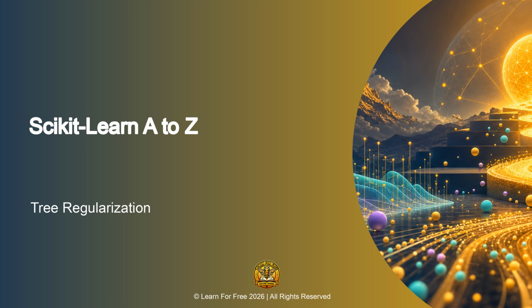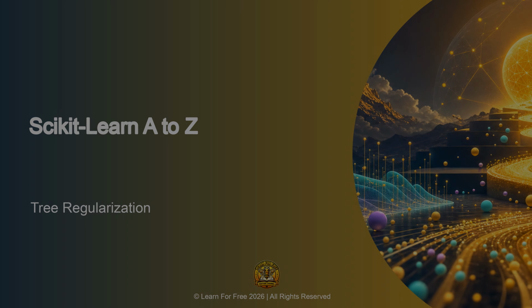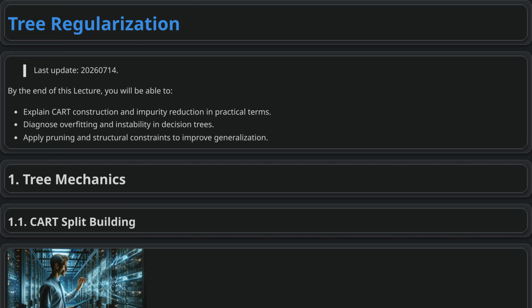Module 16, Lecture B, Tree Regularization. By the end of this lecture, you will be able to explain CART construction and impurity reduction in practical terms, diagnose overfitting and instability in decision trees, and apply pruning and structural constraints to improve generalization.